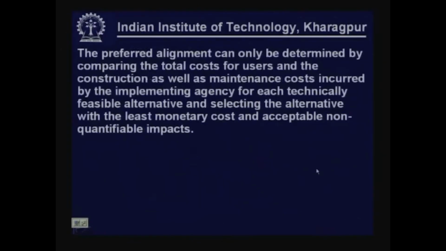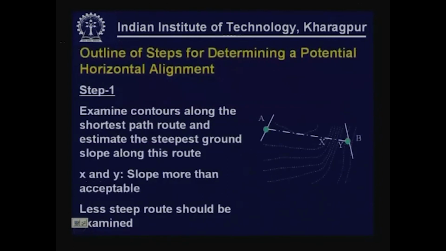Now, the preferred alignment can only be determined by comparing the total cost for user and the construction as well as maintenance cost incurred by the implementing agency at each technically feasible alternative and selecting the alternative with the least monetary cost and acceptable non-quantifiable impacts. Now, let us try to understand the outline of steps for determining a potential horizontal alignment.